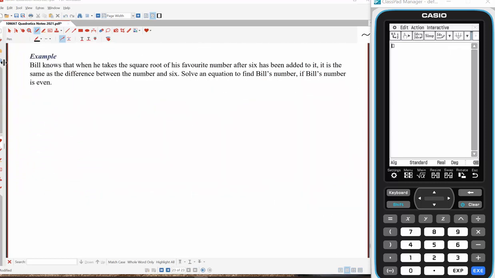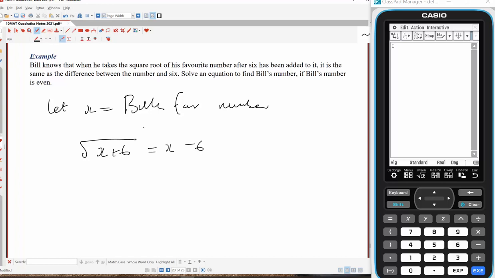Okay, this last problem is a tricky one, I should know, because I just had to re-record this part of the video because I stuffed it up the first time. So let's have a go. Bill knows that when he takes the square root of his favourite number after 6 has been added to it, it is the same as the difference between the number and 6. Okay, so let's go for it. Let x equal Bill's fave number. So he takes the square root of it after 6 has been added to it, and it's equal to the difference between the number and 6.